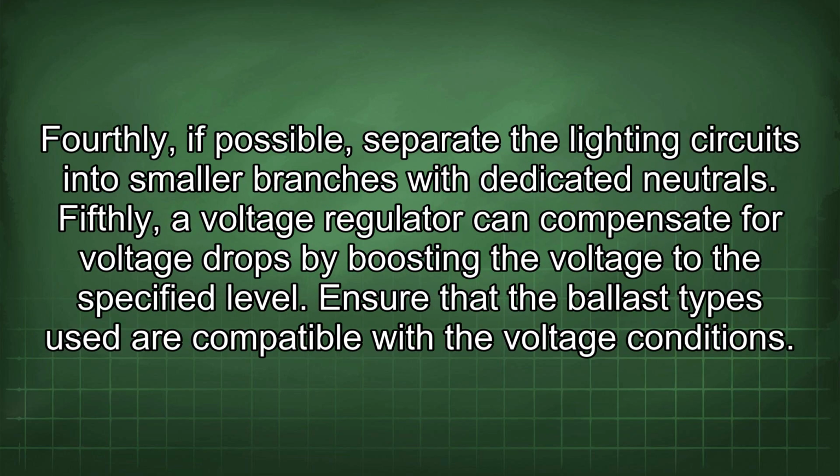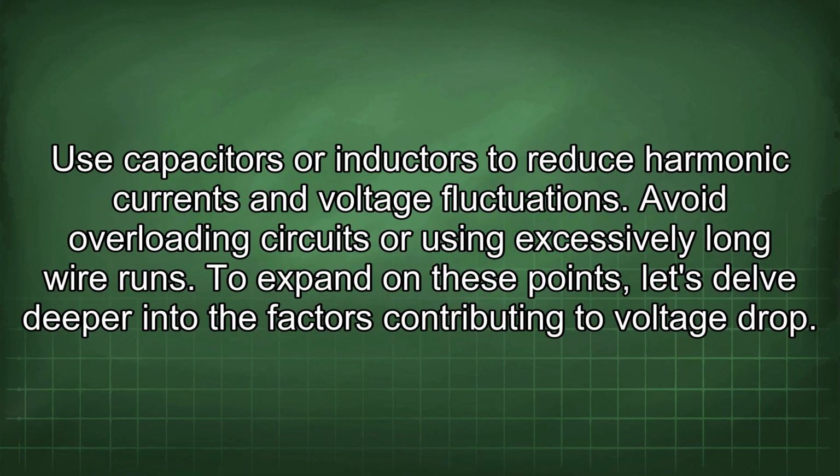Fourthly, if possible, separate the lighting circuits into smaller branches with dedicated neutrals. Fifthly, a voltage regulator can compensate for voltage drops by boosting the voltage to the specified level. Ensure that the ballast types used are compatible with the voltage conditions. Use capacitors or inductors to reduce harmonic currents and voltage fluctuations. Avoid overloading circuits or using excessively long wire runs.